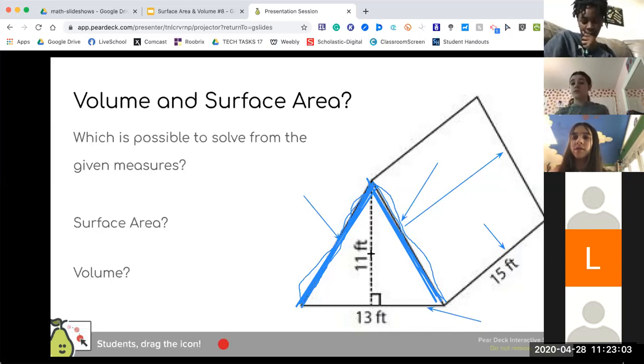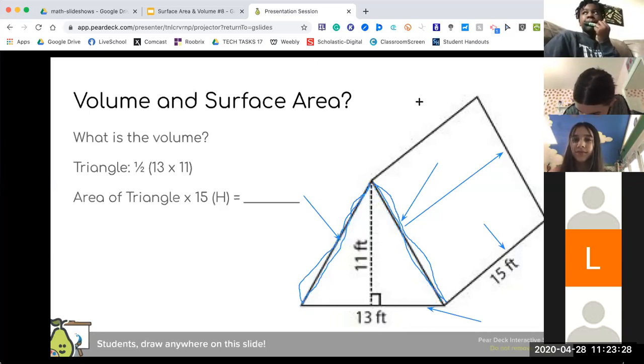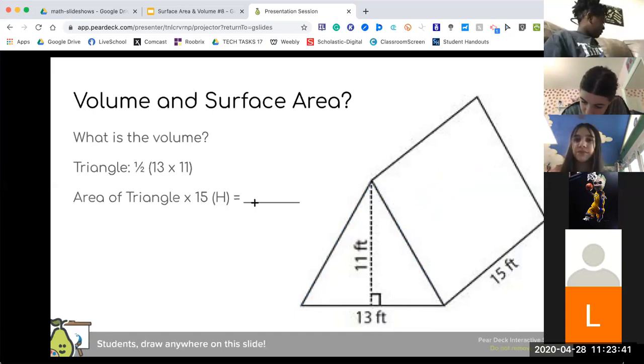What would be the common mistake a kid might make there? Anybody know? They wouldn't realize that the slant height is needed. Correct. They would assume the perpendicular height of 11 goes with the slant height, and it is not, because the slant height would be more than the perpendicular side. All right, so then the surface area would be able to be done if... Let me clear all the drawings.